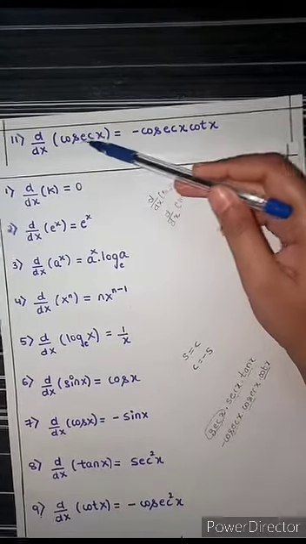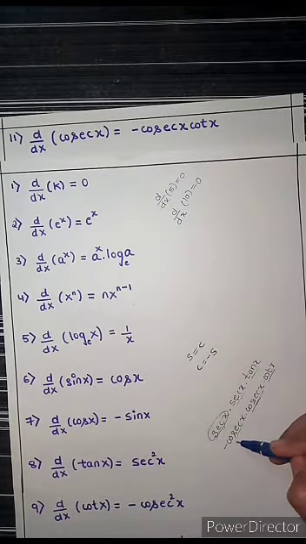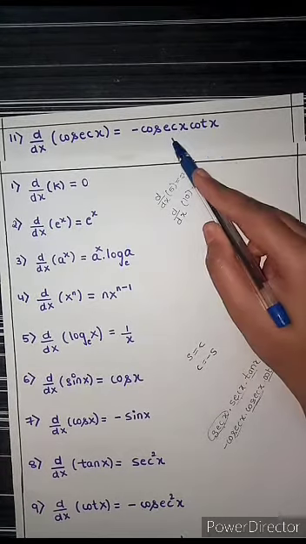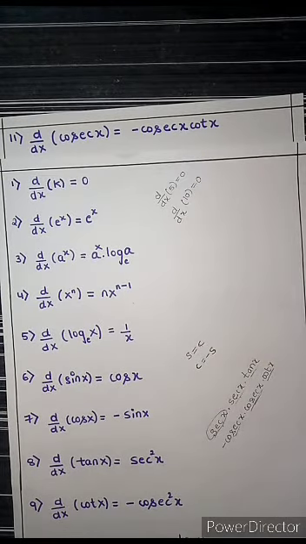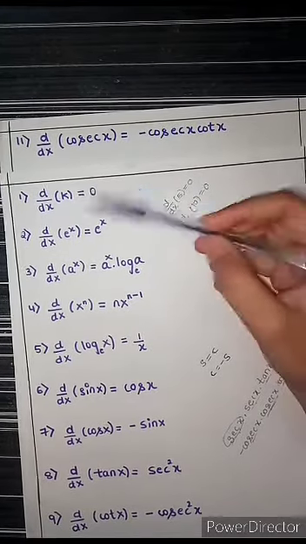Now you see the 11th one, derivative of cosecant x is, leave cosecant x, write the remaining one, minus cosecant x cot x, minus cosecant x and cot x. Now let's revise these 11 formulas quickly.